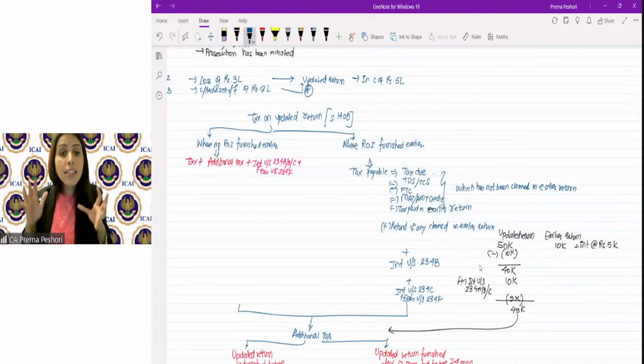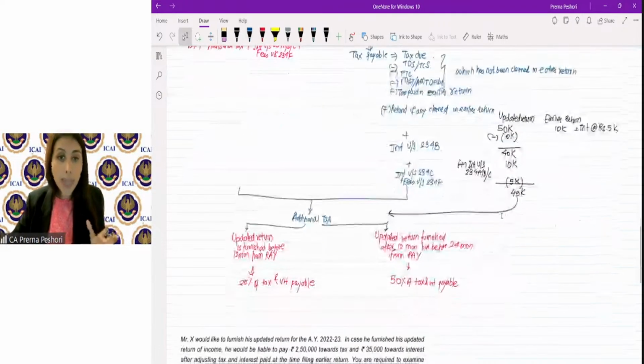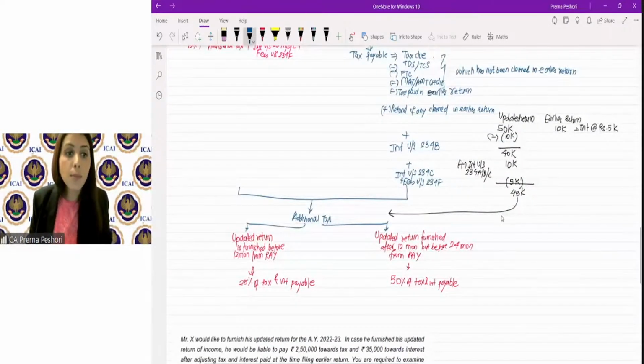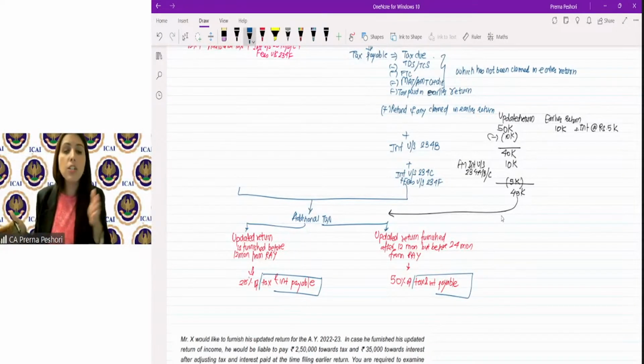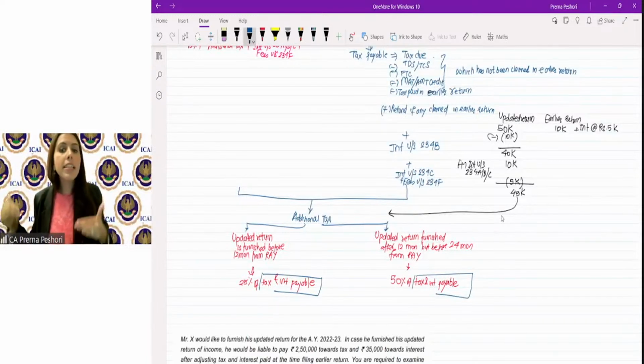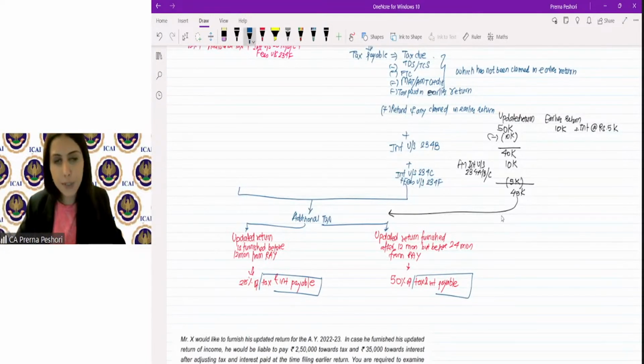So considering the tax whatever is payable and the interest, the additional tax will be on the tax and the interest payable. If you are filing the updated return within 12 months from the relevant assessment year, then 25%. And if it is after 12 months, then 50%. Are we clear? In case there is no tax payable in your updated return, then additional tax will also not come. Additional tax will come only when there is tax payable in the updated return.